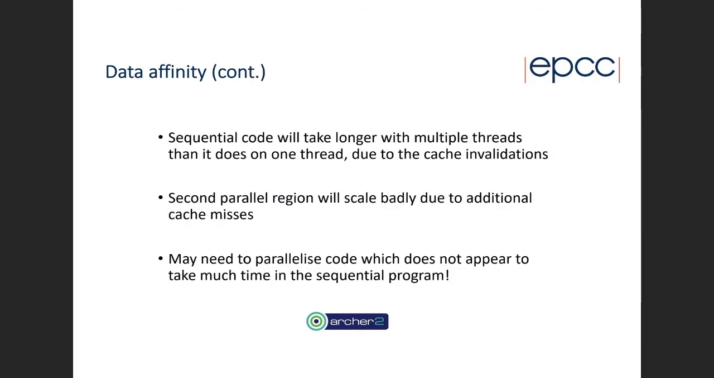And you'll find that the second parallel region is going to scale badly because of these additional cache misses. So it may turn out that you actually do need to parallelize code which doesn't appear to take much time in the sequential program, but nevertheless, it's important in order to improve the data affinity.